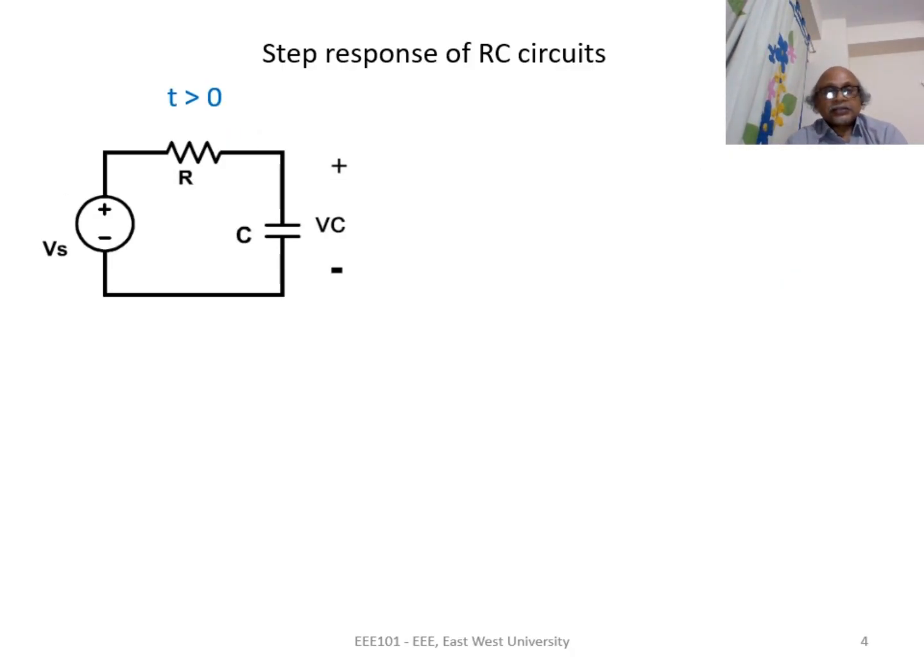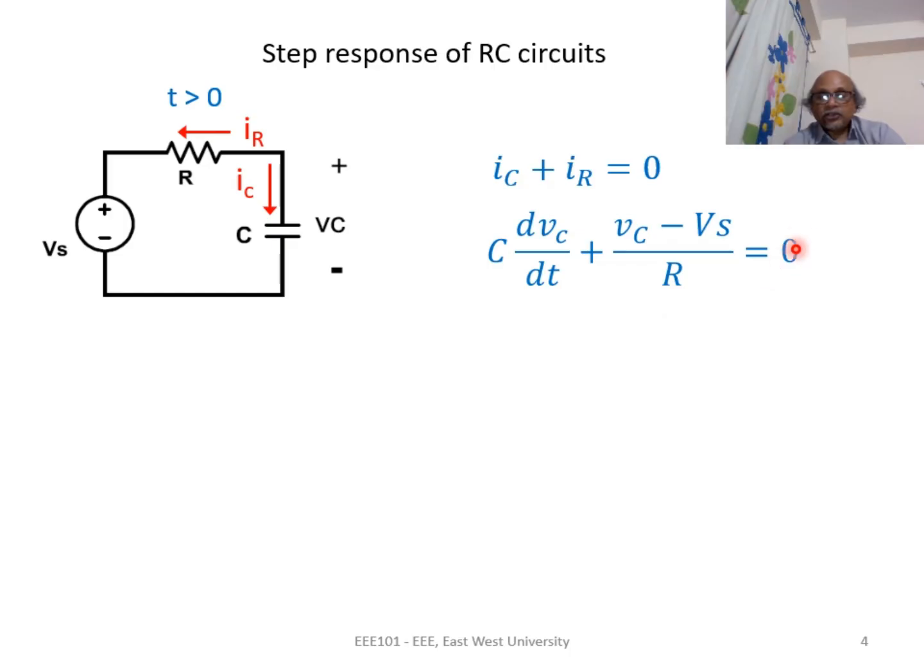Now we look at the circuit for t greater than 0. Here the presence of this voltage source Vs makes the two circuits different. We assign a current IC through the capacitor and a current IR through the resistance. Using KCL at the plus node, we write IC plus IR equal to 0. IC is C dVc dt, and IR we can express using Ohm's law. So this is the equation we obtain. Rearranging the terms, this equation can be written in this form.